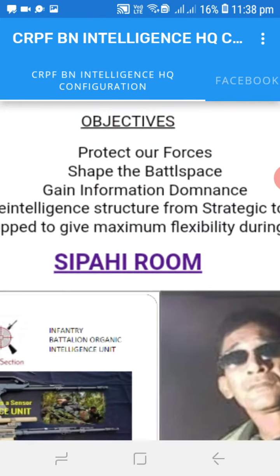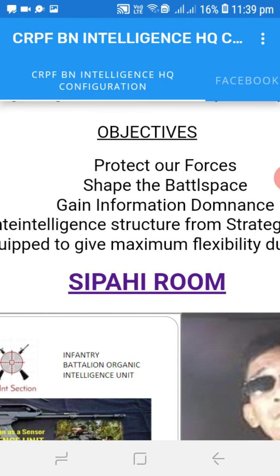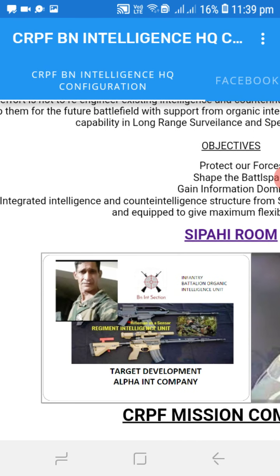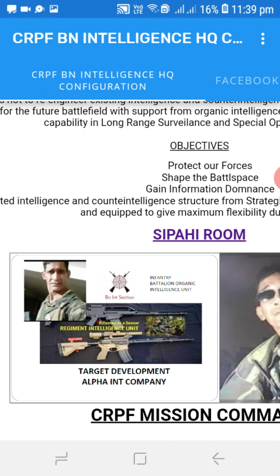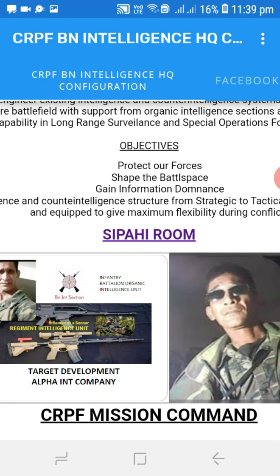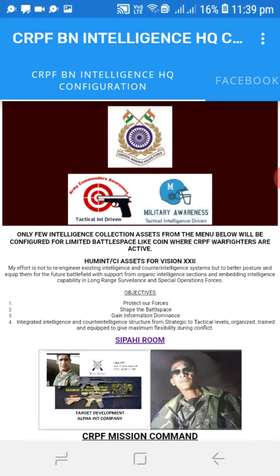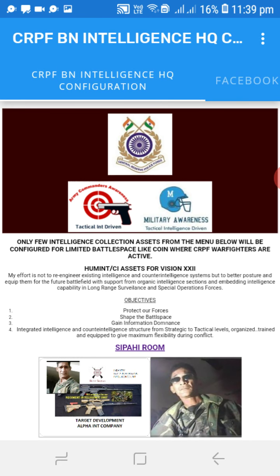My main objectives are to protect our forces, shape the battle space, and gain information dominance. Integrated intelligence and counterintelligence structure from strategic to tactical levels, organized, trained, and equipped to give maximum flexibility during conflict. My point here, my most respected officers, is I want to give your CRPF a total army unit structure and army capability.